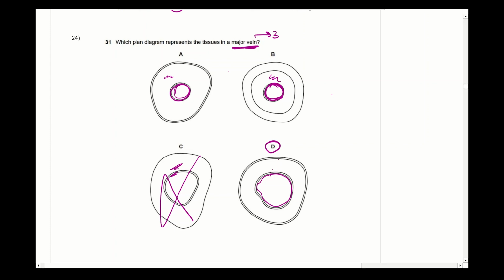However, major veins mostly have a greater tunica externa made of collagen. However, in this question, we'll have to assume that D is a major vein due to the wider lumen, because a feature of veins is that they have a wider lumen than the arteries. Therefore, the answer is going to be D.